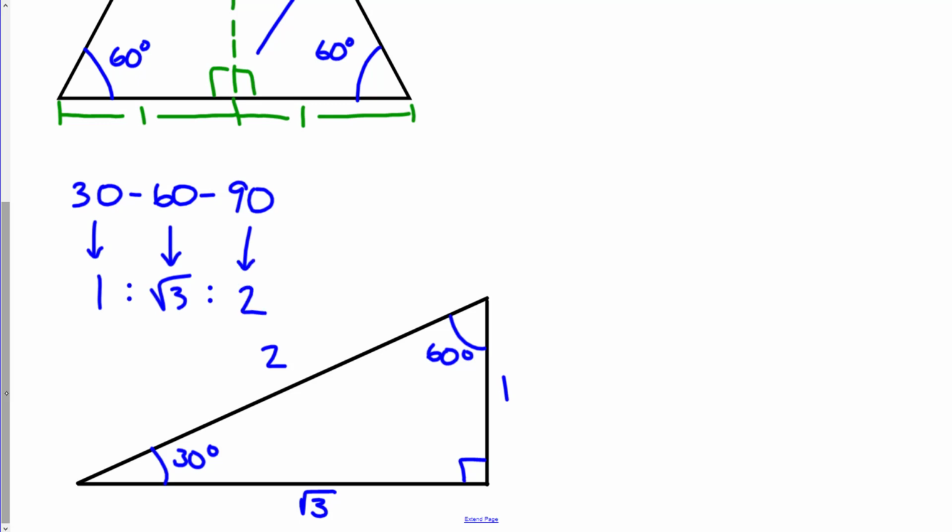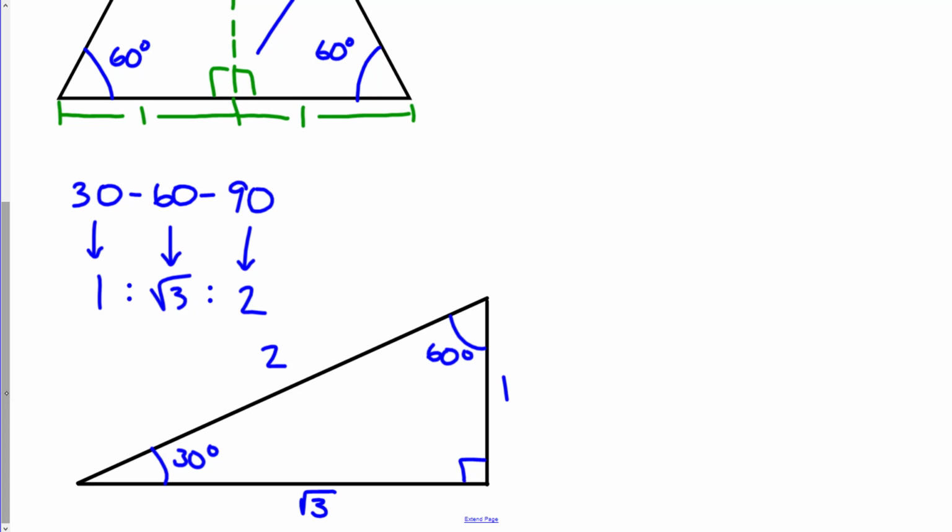So when I say the ratio of sides, it means if the side opposite my 30-degree angle is 5 units long, then the side opposite my 90-degree angle has to be twice that. It has to be double. So that would be a length 10. And then the side opposite the 60-degree angle would be 5 root 3 in that case. So this is a ratio of sides.